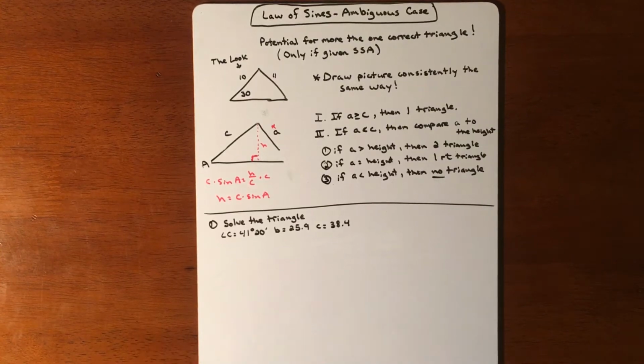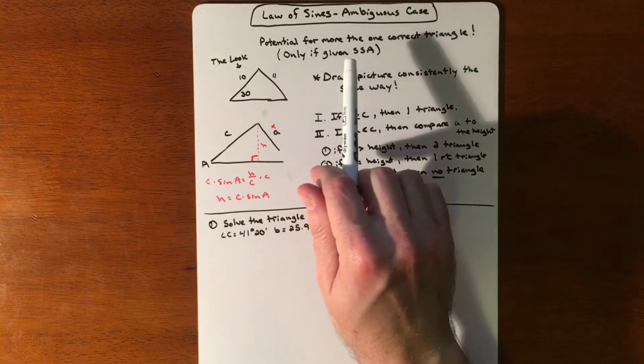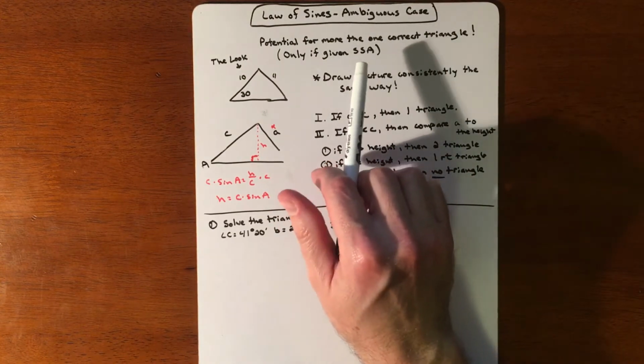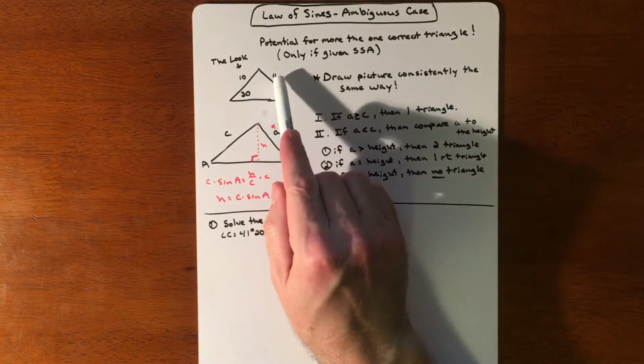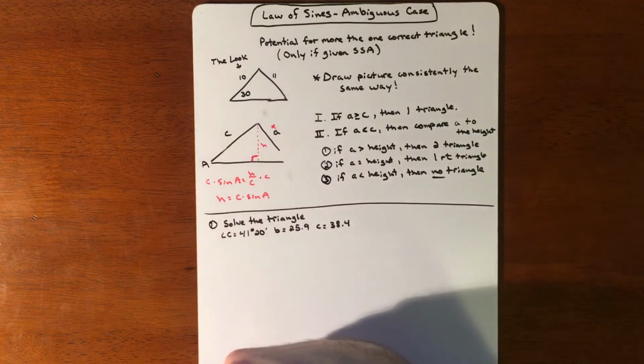In this example, we're going to be doing law of sines, ambiguous case, and we're going to start to go through different situations and see what we got going on. So again, just a quick refresher, the ambiguous case is potential for more than one triangle, and you only have to worry about it when you are given a side and an angle across from each other with an additional side.